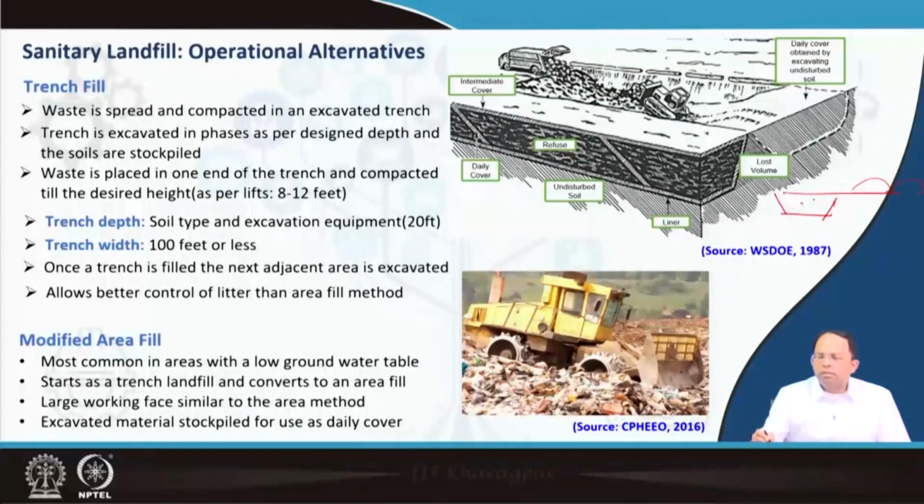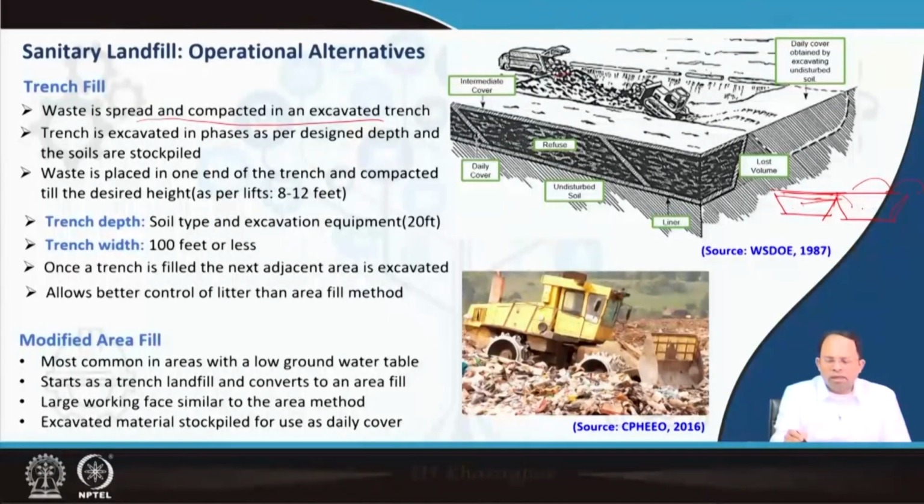Before it even gets filled, we will construct another trench beside it, and again we will start putting garbage over here. By the time we start putting garbage here, this one will be filled and covered, and this particular site is completed, right? So in this way, we move from one trench to another, and eventually the entire area is covered. So waste is spread and compacted in an excavated trench, as you can see in this image.